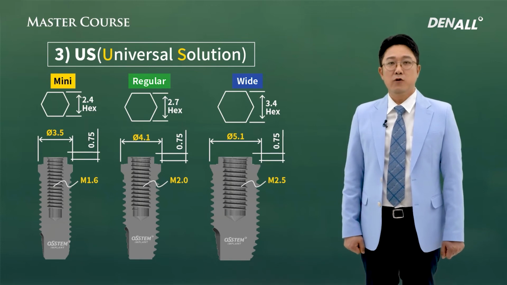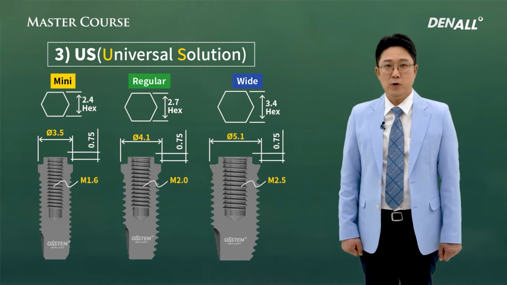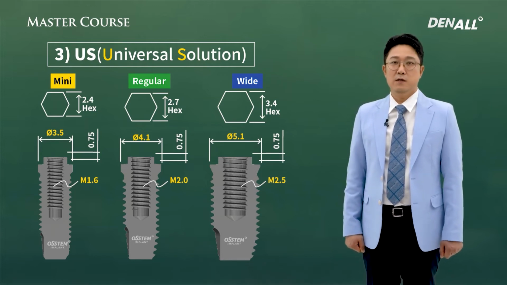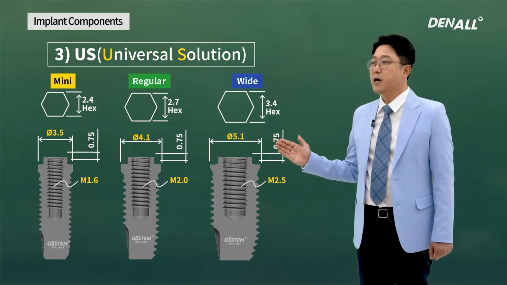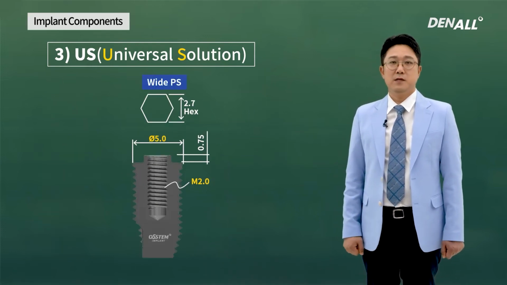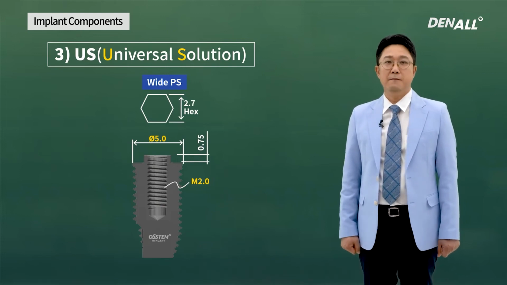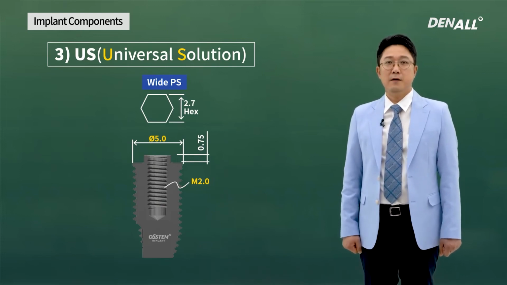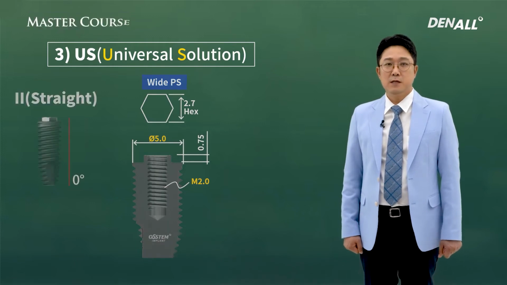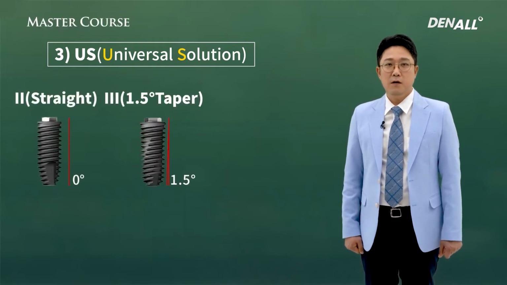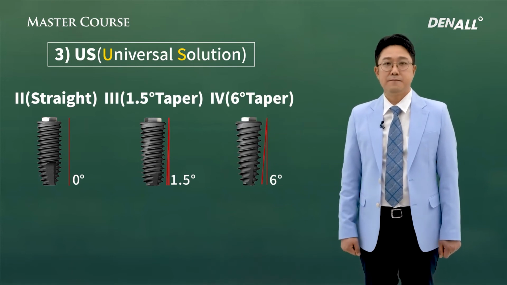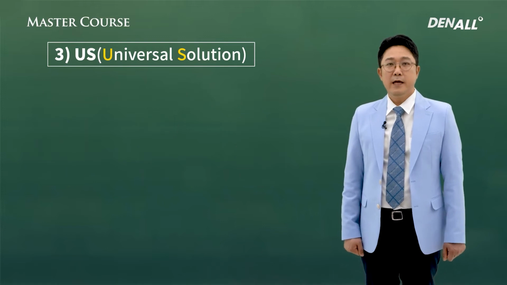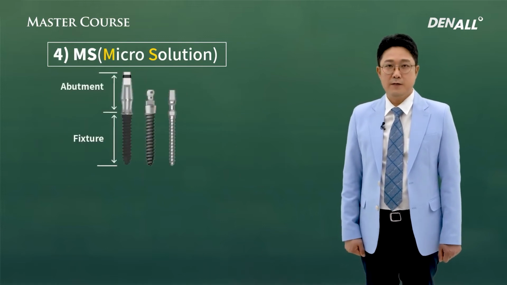In the case of wide, you can connect a regular abutment and do platform switching. Those kinds of fixtures are available. In this case, you need to do pre-op diagnosis, and if you're planning to use US fixture and do platform switching, you need to choose wide fixture and do surgery. US fixture's body type, like TS, can be divided into straight, 1.5 degree taper, and 6 degree taper. There are 3 types.